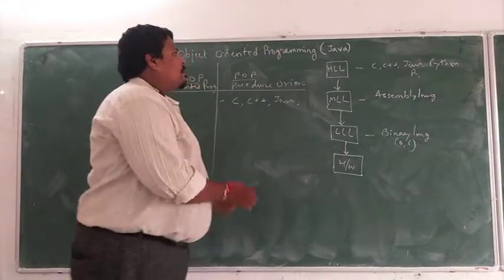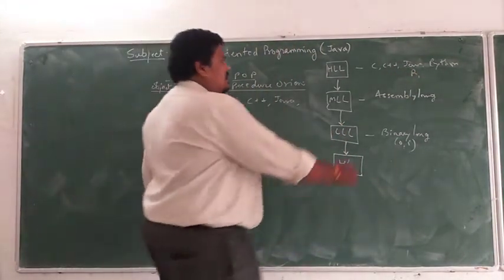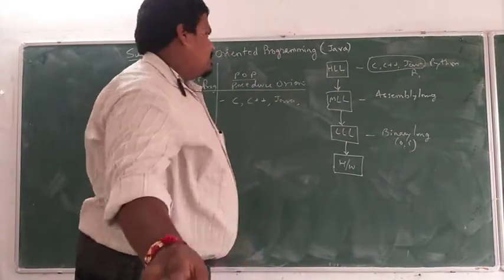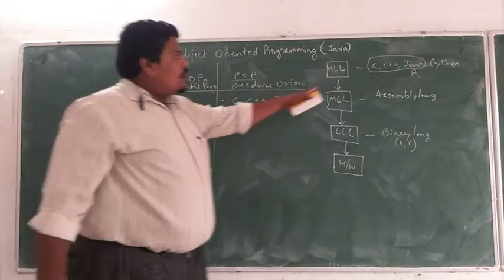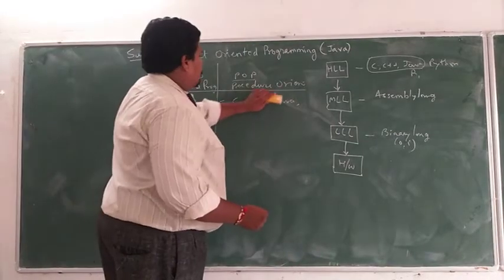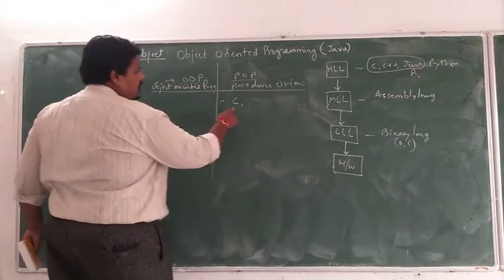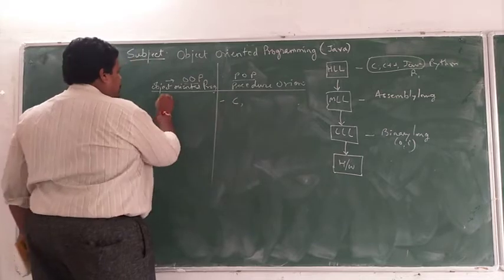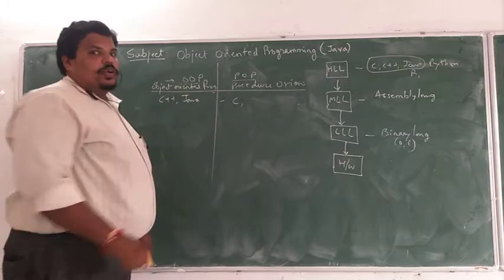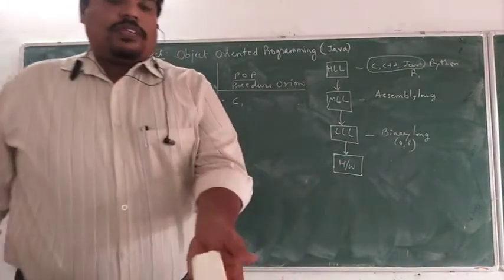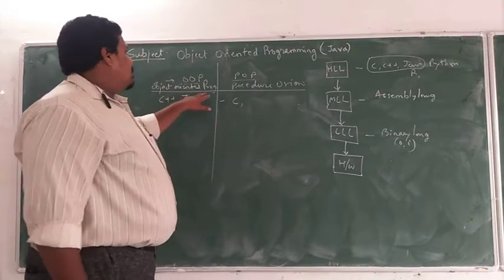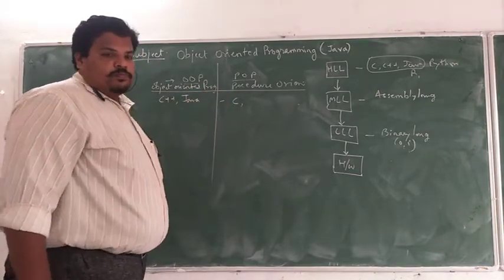Clear? So again, if we try to focus on only these three languages, C, CPP and Java, C is a procedure oriented language, whereas CPP and Java are object oriented languages. So this is the first and foremost difference with respect to examples between OOP and POP.